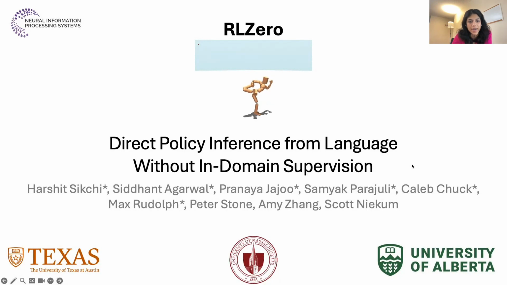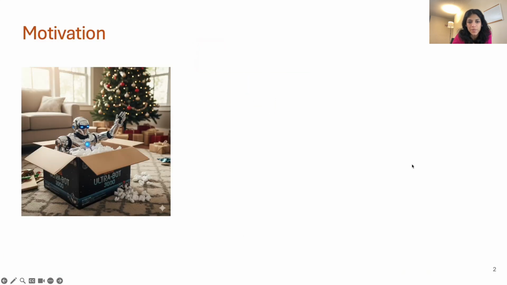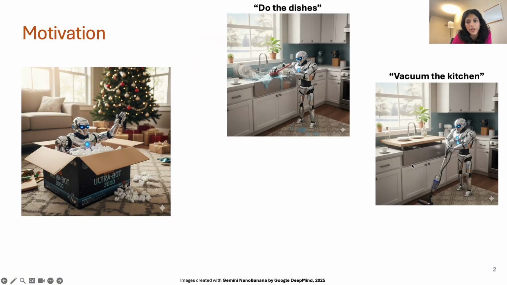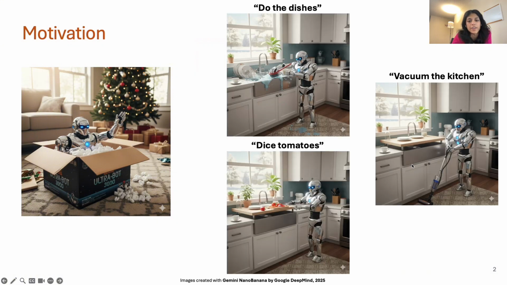Hi, I'm Pranaya and I'm here to present RLZero, which is a way to do direct policy inference from language without in-domain supervision. Say you get a robot delivered in a box. You want the robot to be able to do a wide variety of tasks without having to train the agent each time, and you would like to be able to specify tasks through an intuitive and natural interface such as language. Our work takes a step towards this motivation.